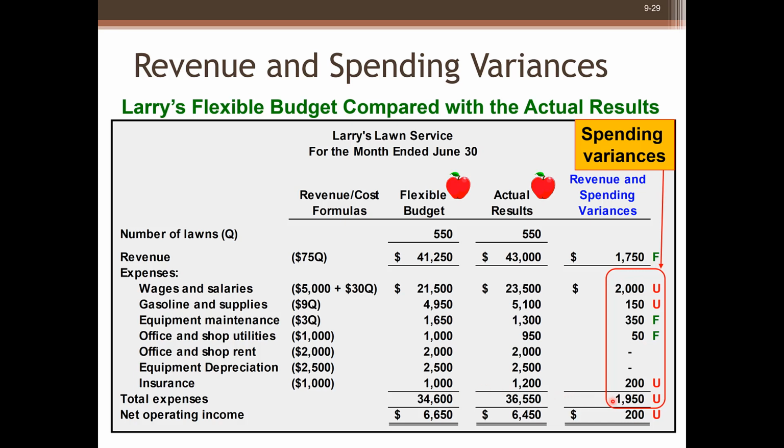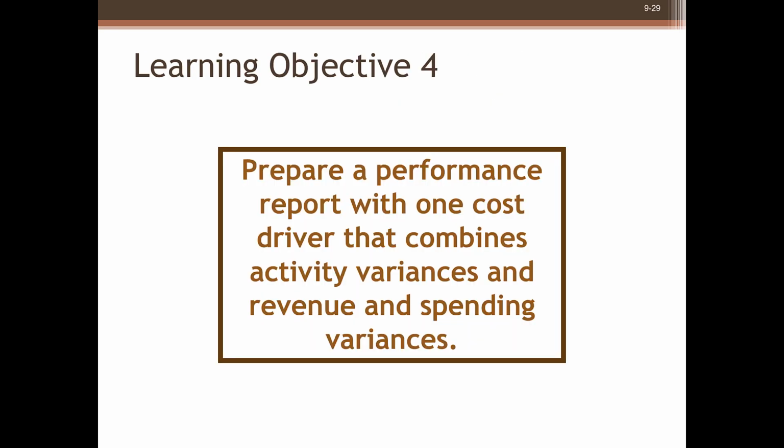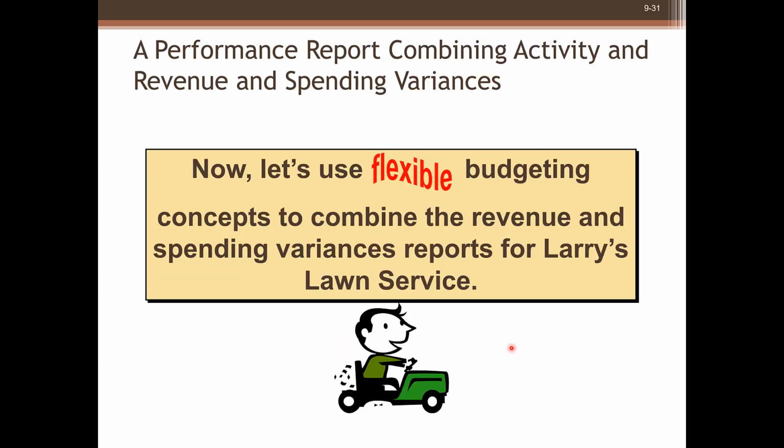And we can see here, overall, actual net operating income is $200 less than expected for activity level of 550 lawns mowed. Now we can prepare a performance report which combines activity variances and revenue and spending variances. Performance report is very important for managers to do performance evaluation. We will continue Larry's lawn service to combine activity and revenue and spending variances reports.